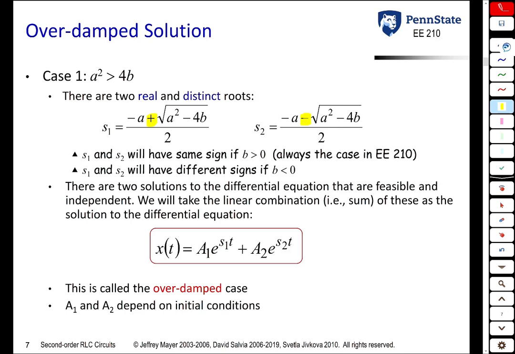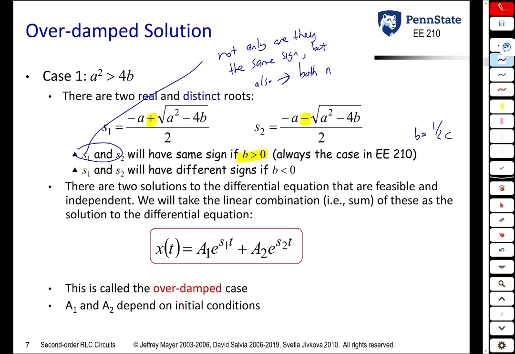An important point is that if b is greater than 0, s1 and s2 will always have the same sign. This is always going to be the case in 210 because what is b? b is 1 over LC. 1 over LC is always positive, so b is always positive. So when you have the overdamped case, s1 and s2 will always have the same sign. Not only that, not only are they the same sign, but also they're both negative, in 210 at least.